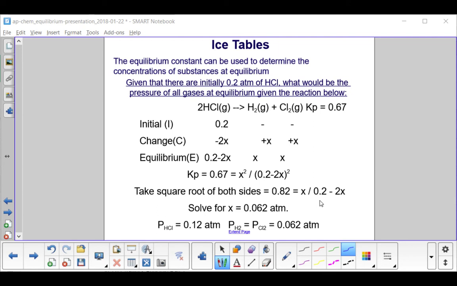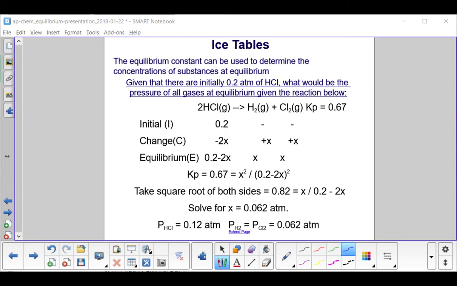Now, you have to remember what x is, okay? So x is this variable here, which is the equilibrium pressure of Cl and the equilibrium pressure of H2, which is why we have those equal here. And then we put x in right here to find the equilibrium pressure for HCl. So 0.2 minus 2 times x, or 2 times 0.062, is 0.12 atmospheres.